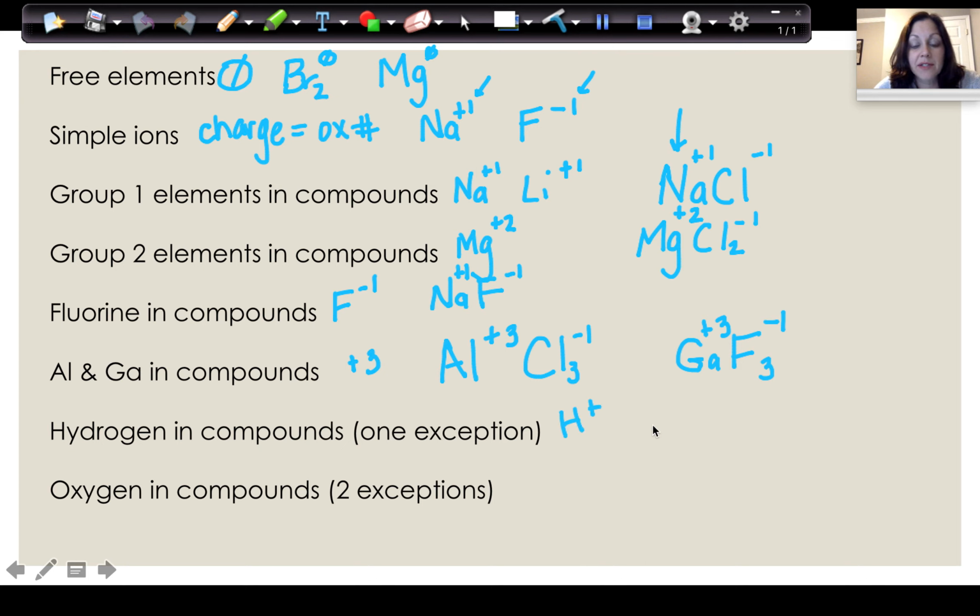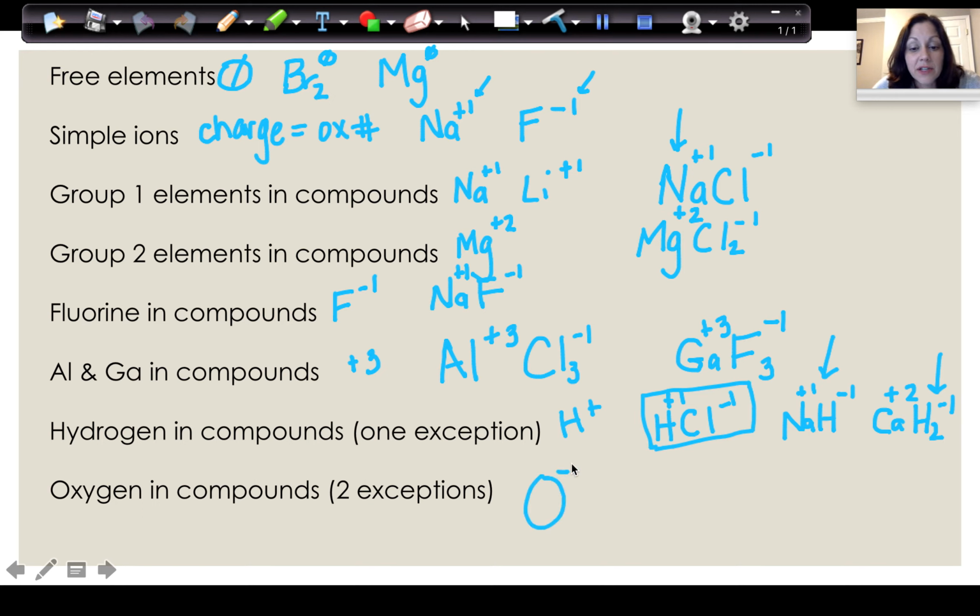Hydrogen in most compounds is +1. For example, in HCl, hydrogen is +1 and chlorine is -1. Hydrogen's one exception is in compounds called hydrides, so metal hydrides. If you have a metal in front of hydrogen with no other elements present, this is when hydrogen is -1. So NaH, or CaH2. These are two examples of where hydrogen is -1, but in almost every compound, hydrogen is +1.